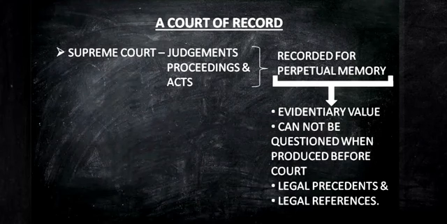Now another thing is that the Supreme Court is called a court of record. The Supreme Court has the power to record all its proceedings, activities and judgments that take place in the Supreme Court. So that's why the Supreme Court is called a court of record. But what do you actually mean by referring to the Supreme Court as a court of record? See, the Supreme Court records all the judgments, proceedings and acts.